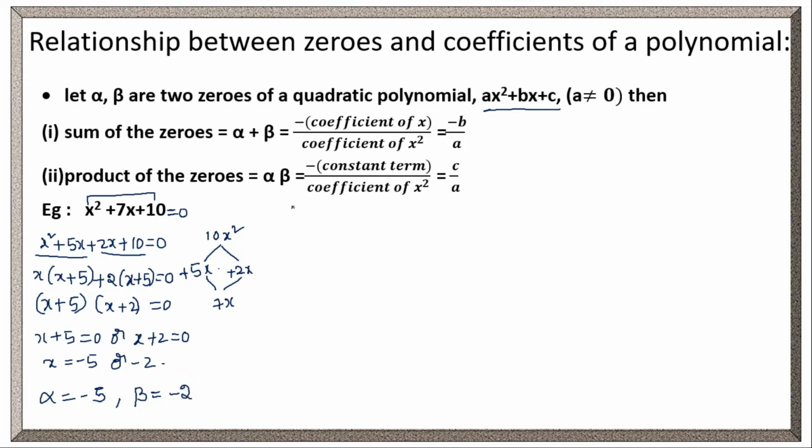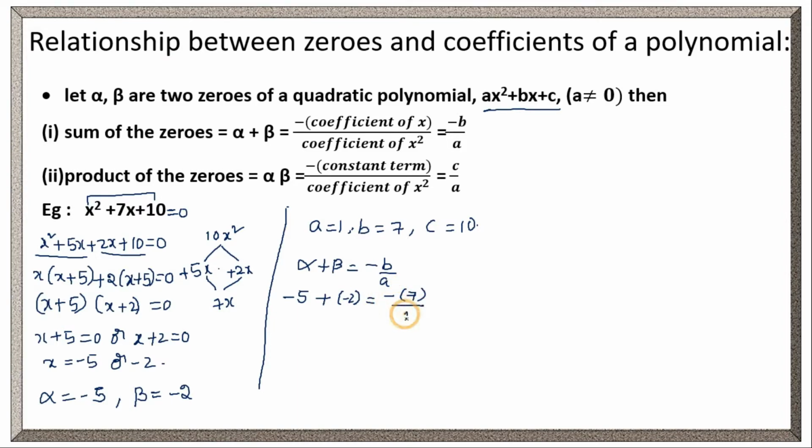So let us compare the zeros and the coefficients. What are the coefficients? a is equal to 1, the coefficient of x square is 1. b is 7. c is 10. Clear? Now alpha plus beta equal to minus b by a. Alpha plus beta is minus 5 plus minus 2, equal to minus 7 by 1. So minus 7 equals minus 7, we got it. So the sum of the zeros is equal to minus b by a, that is minus coefficient of x by coefficient of x square.